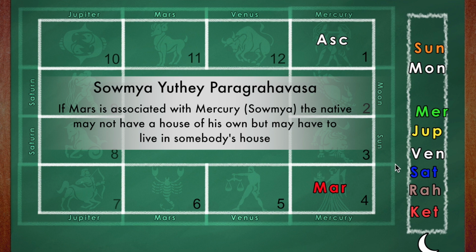Saumya yute paragrahavasaha. So if Mars is associated with Mercury, his enemy, the native will not have a house of his own but may have to live in someone else's house. This is how the translation goes. It's clear, it's very clear.